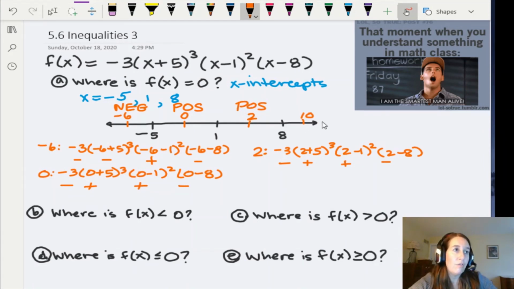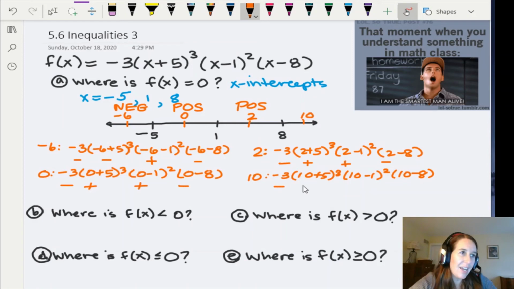Finally, I'm going to plug in 10 for my last test point. -3 times 10 plus 5 cubed times 10 minus 1 squared times 10 minus 8. So I've got a negative out here. This is a positive. This number is positive, and 10 minus 8 is positive. So even though I plugged in a positive number 10, this time I am getting a negative because I have one negative sign. So this region of my graph is negative.